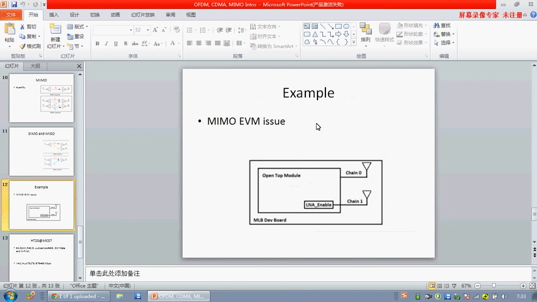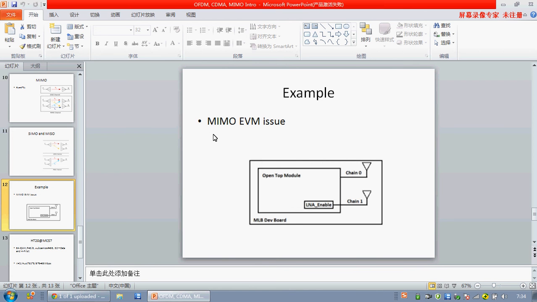So I'd love to share a good example about MIMO. I was working on one of the MIMO projects before. I was having trouble because I was doing the MIMO transmit, but there was a huge degradation on chain zero. You can regard them as chain zero and chain one. There was no problem when I was transmitting power from chain one, and when I did the conductive test, just connecting them to each other, it was fine as well.